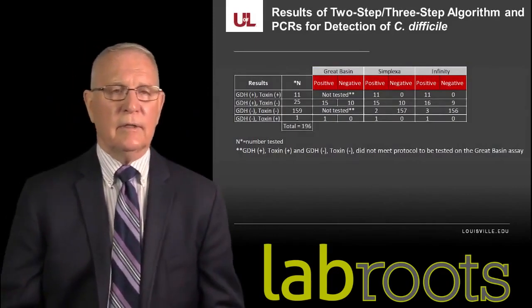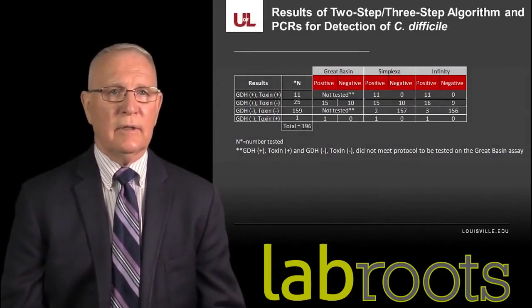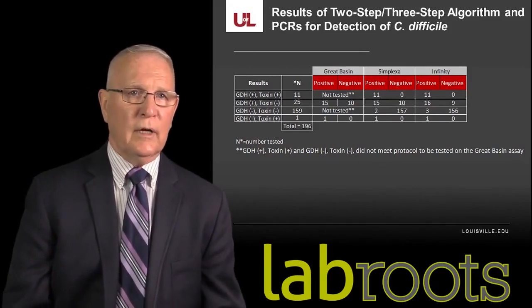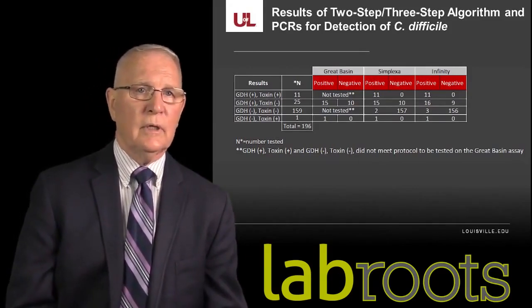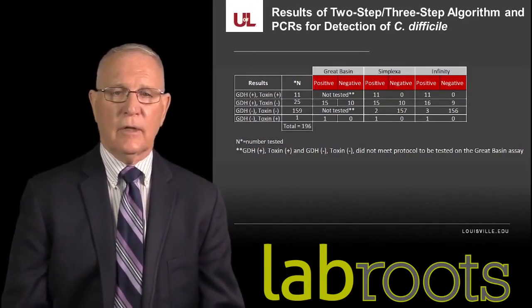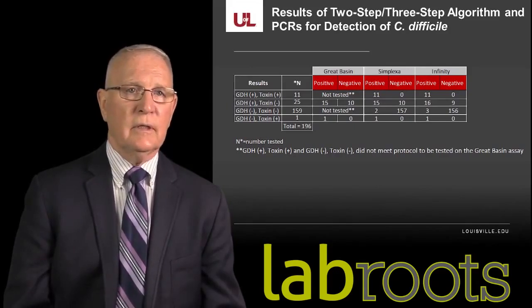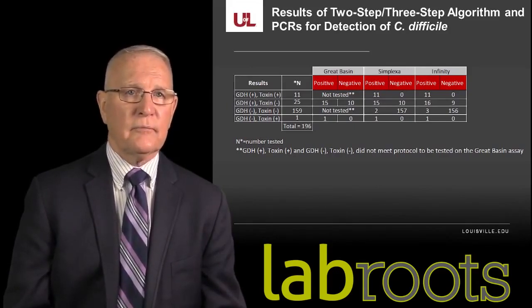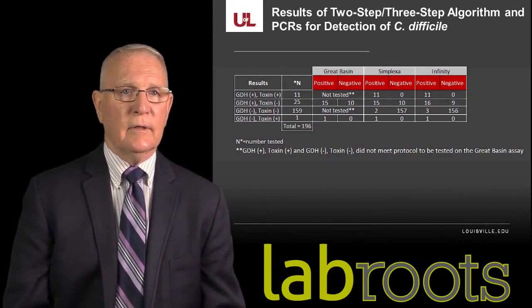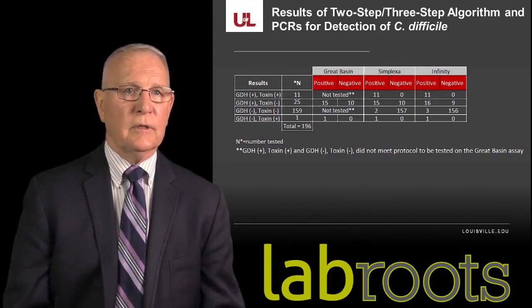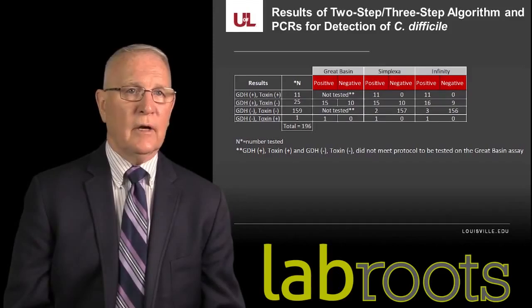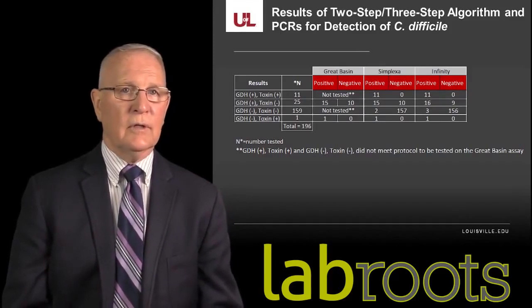As I indicated in the beginning, we did not have a huge sample size by statistical purposes. A total of 196 specimens were eligible for testing in the evaluation, and you can see the breakdown of the results beginning with glutamate dehydrogenase positive, toxin positive. There were a total of 11.